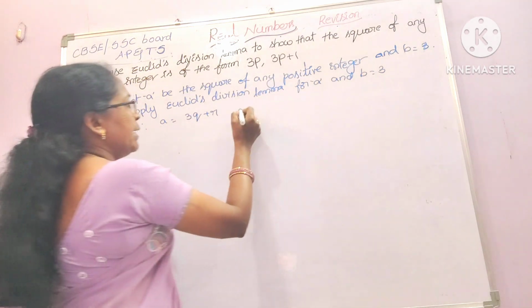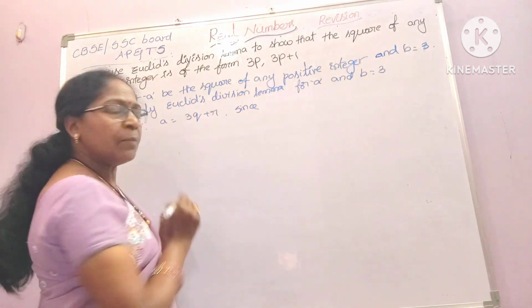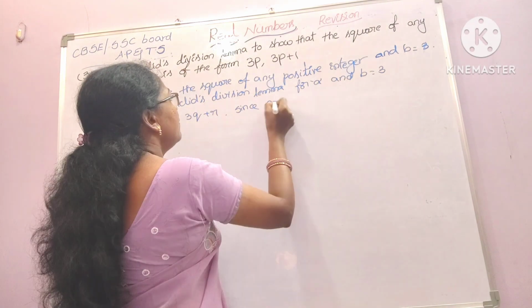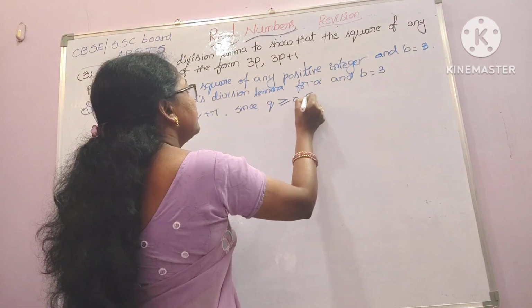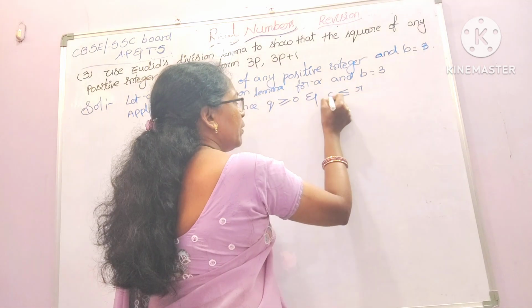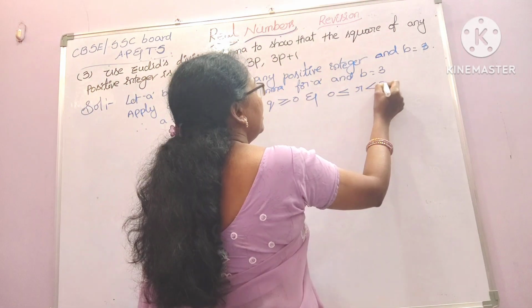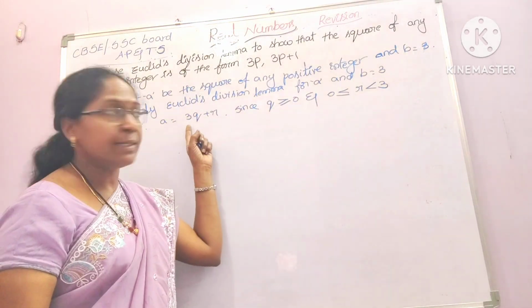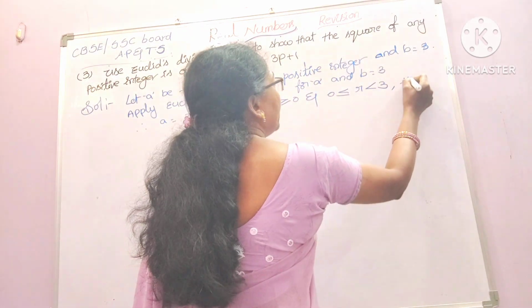Now here is a condition: q is nothing but the quotient and r is nothing but the remainder. That quotient value is always greater than or equal to 0, and the remainder r value is always greater than or equal to 0 and less than 3. Whatever the divisor is, that value you have to write down. Now, the possible remainders are.